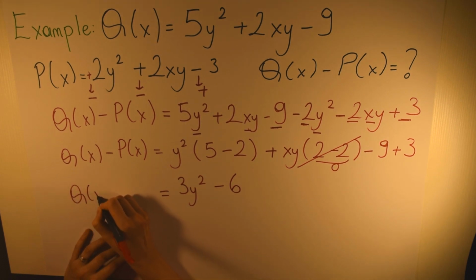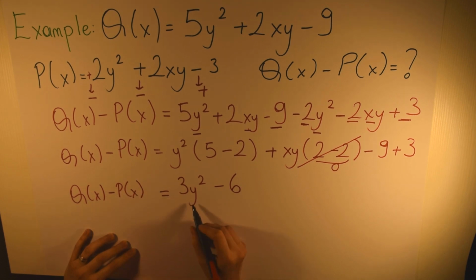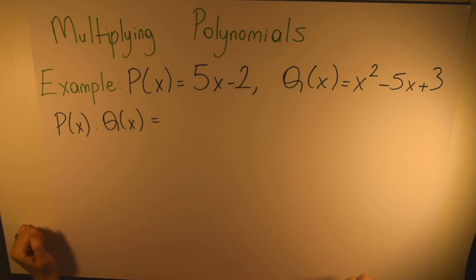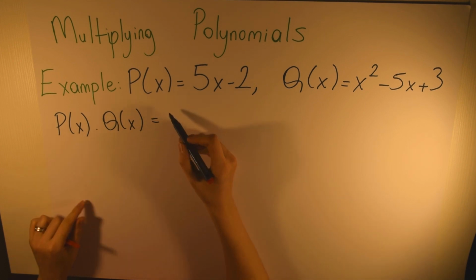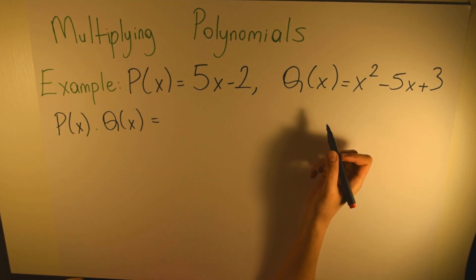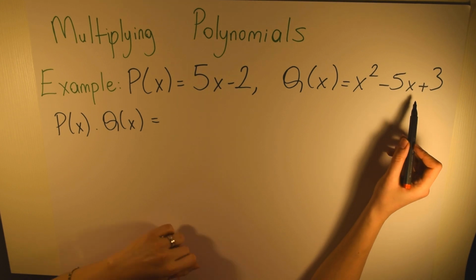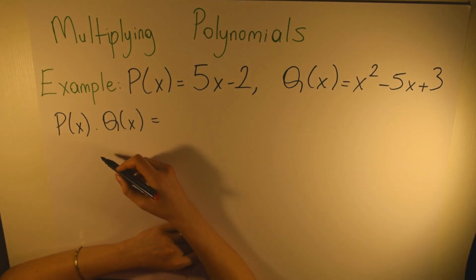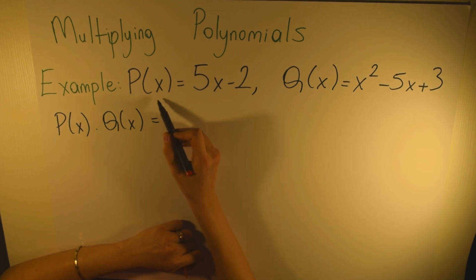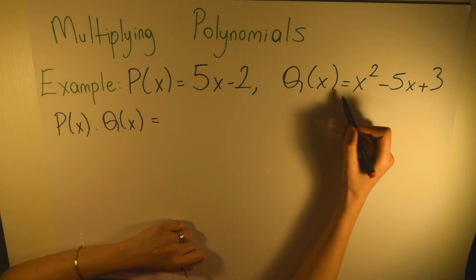So q(x) minus p(x) is equal to 3y squared minus 6. Okay, let's see how we multiply polynomials. Here we have an example. p(x) is equal to 5x minus 2, and q(x) is equal to x squared minus 5x plus 3. p(x) times q(x) is asked. So here all you need to do is simply distribute each term of this through all the terms here.